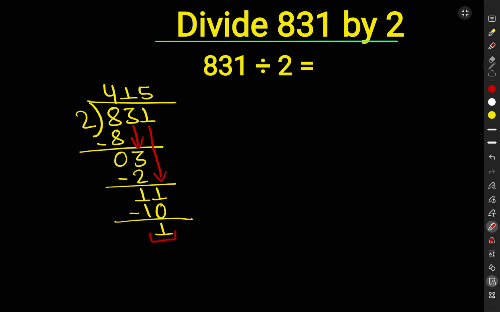So now this 1 is less than 2 and there is no other number to put it down. So we take here decimal so that we put 0. So it is 10 and 2 times 5 is 10. On subtracting we get 0. So 831 divided by 2 is 415 decimal 5.